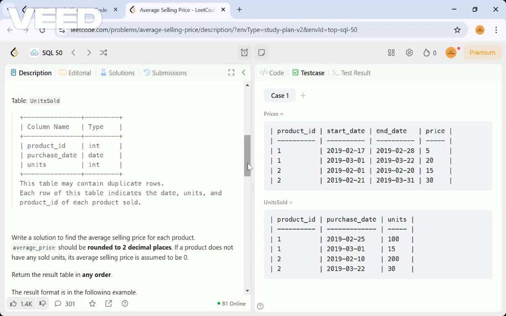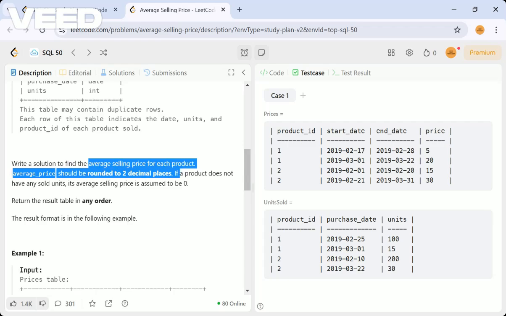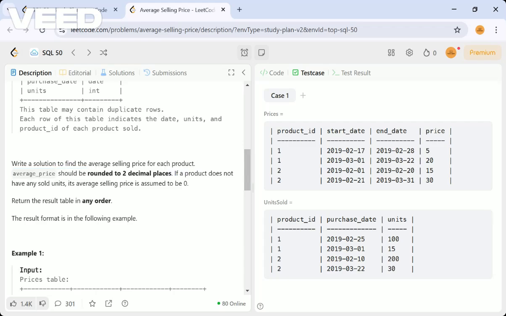What they are asking is to write a solution to find the average selling price of each product, rounded to two decimal places, with the alias average_price. Aliasing and rounding are fine. How can we find an average? Sum divided by the total number gives the average.